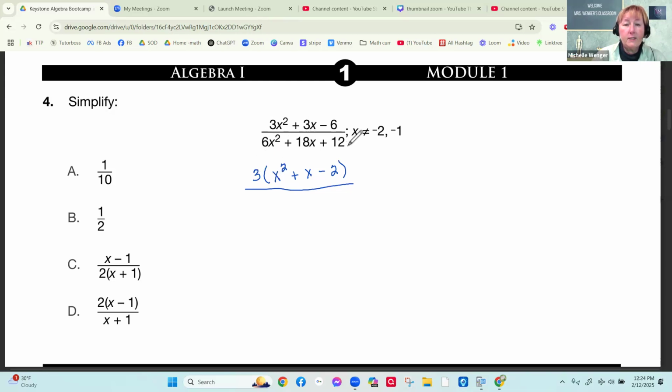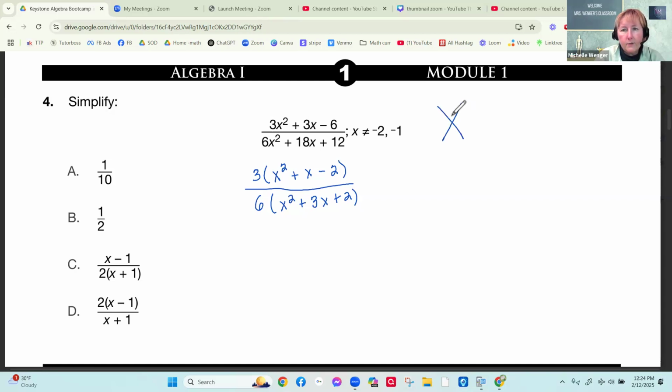I also can pull out a GCF in the denominator, which would be 6, because 6 will divide evenly into 6, 18, and 12. So if I pull out the 6, that leaves me with x squared plus 3x plus 2. Now I have a quadratic here, and I know I can factor more.